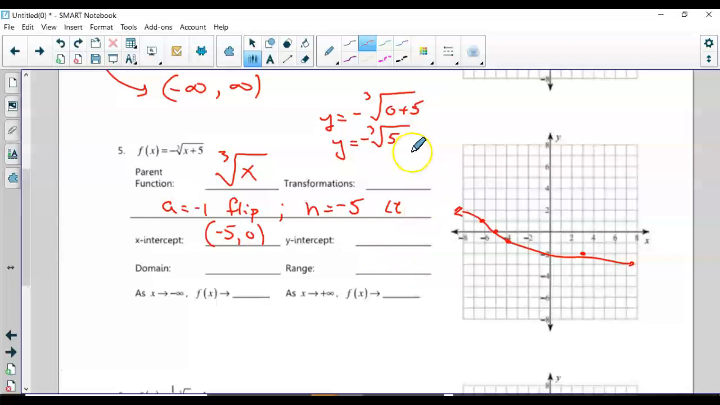Okay, so the negative cube root of 5 is, I don't know, it should be a little bit higher than 2. It's in between 1 and 2 somewhere. But we're just going to leave it like that as the intercept. So negative cube root 5, comma, 0.